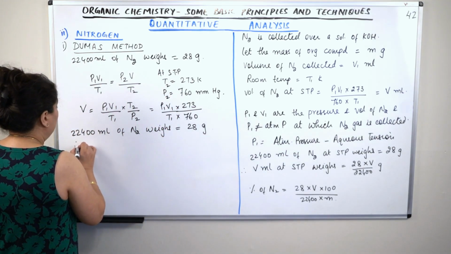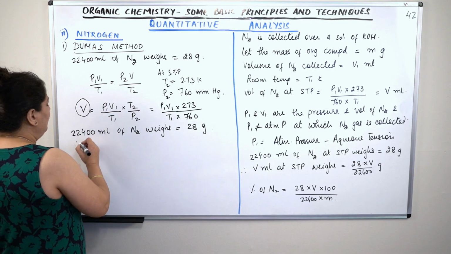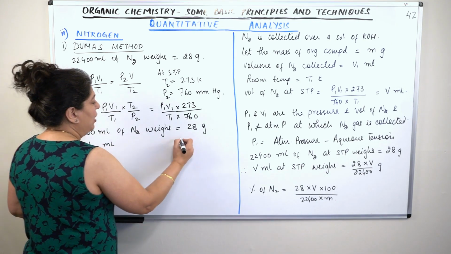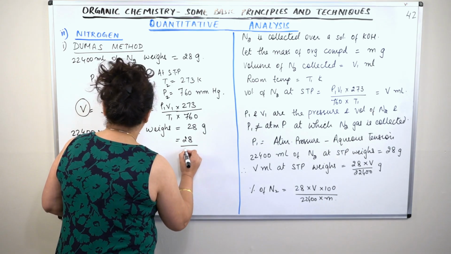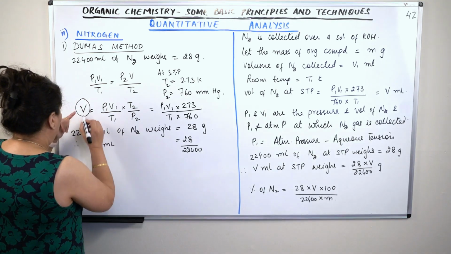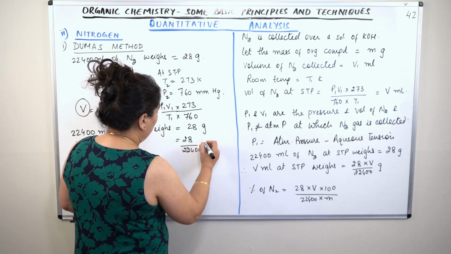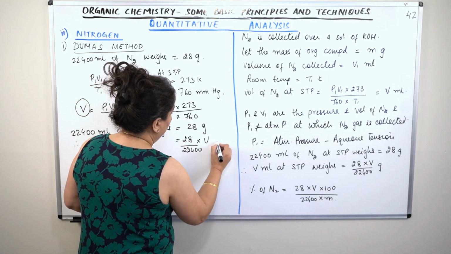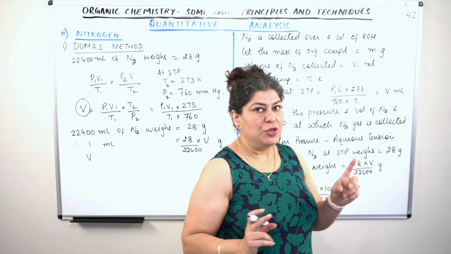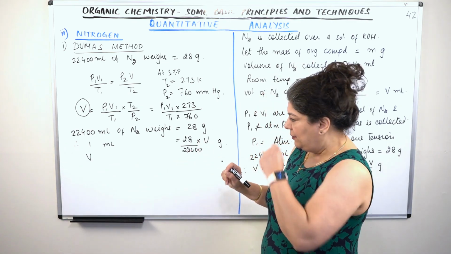Therefore, what is the volume? The volume is V. So 22400 ml of nitrogen weighs 28 grams. So 1 ml of nitrogen will weigh how much? 28 upon 22400 grams. And V volume, how much would it weigh? It would be 28 upon 22400 into V grams. Why have I avoided the units? Both the volumes will have the same units and the units will get cancelled, so we'll only put the numerical value here.